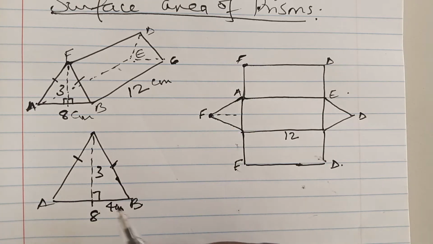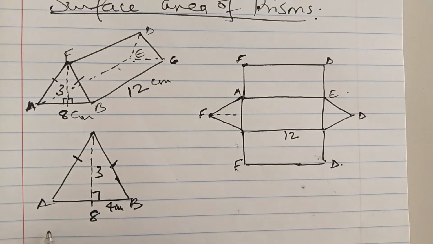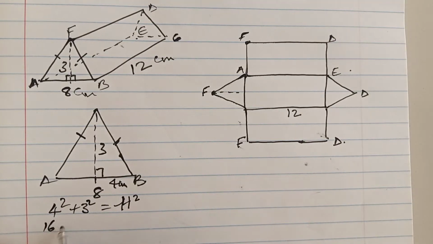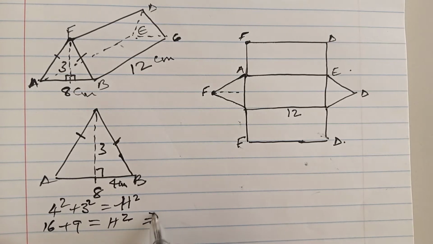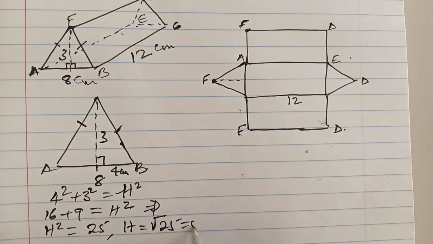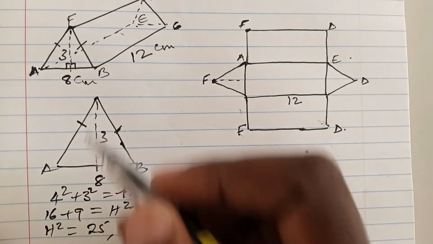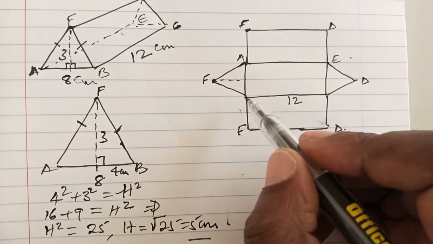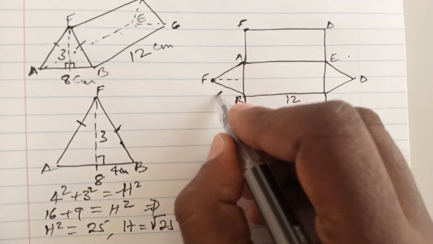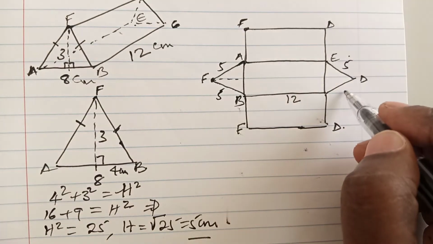then this is 4 centimeters. Using Pythagoras, we can easily say 4 squared plus 3 squared is equal to, let's call this hypotenuse, h squared. This is simply 16 plus 9 equals h squared. So h squared is equal to 25, and h is the square root of 25, which is 5 centimeters. So this height, which we can call FB, is 5 centimeters.